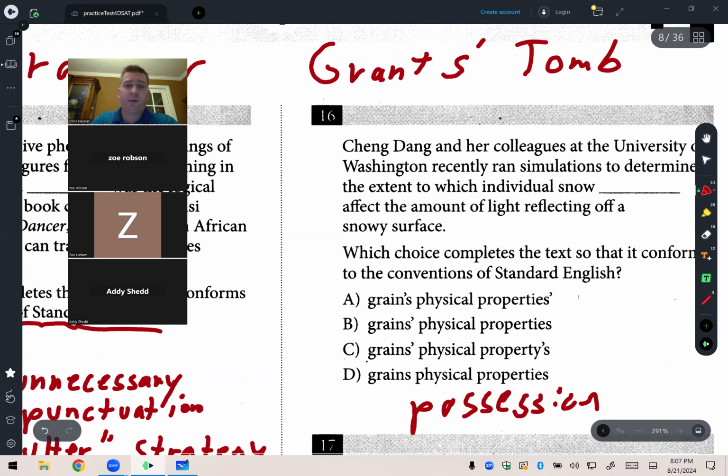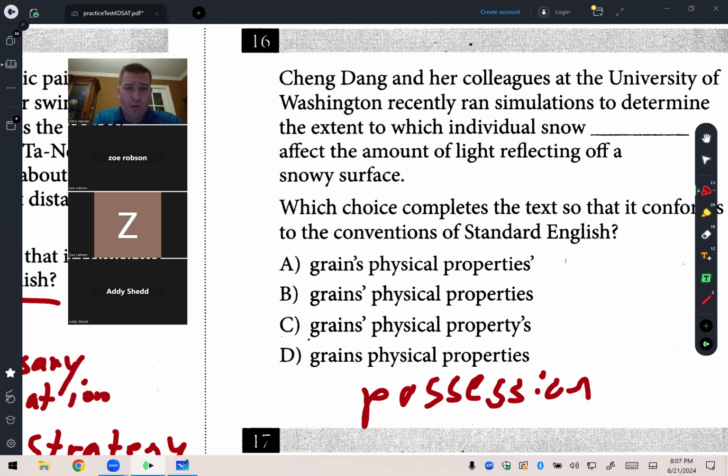You're never going to see something like answer choice A in English. You're never going to see something have possession of something else that also has possession. It just does not occur. You'll never see that anywhere. And same thing with answer choice C. Here we have many grains possessing something that also has possession. English doesn't work that way. You'll never see that ever.